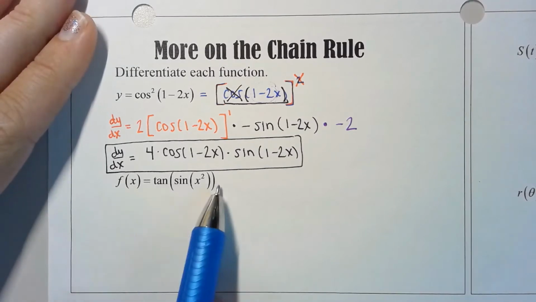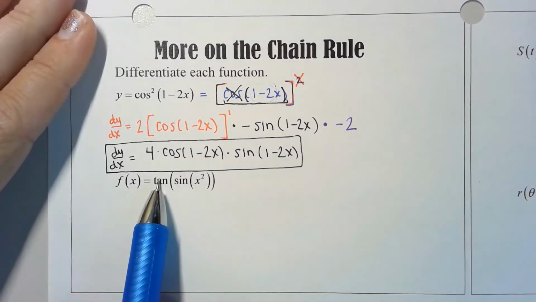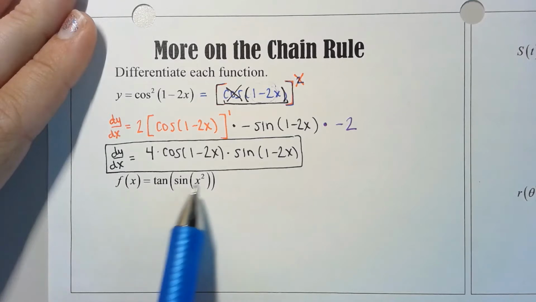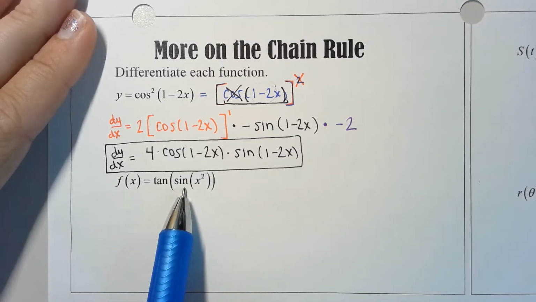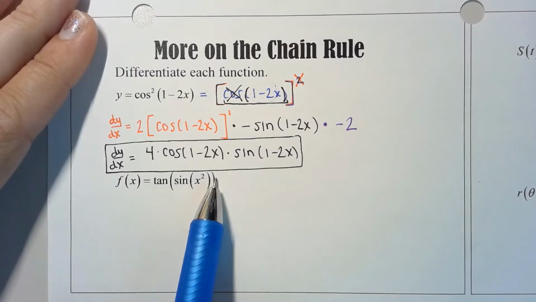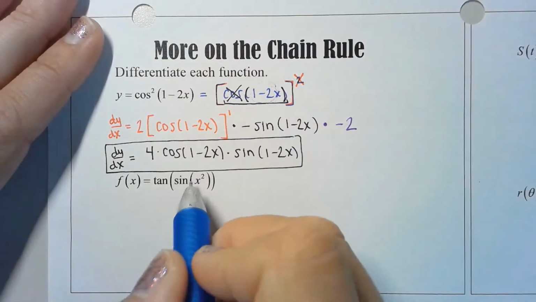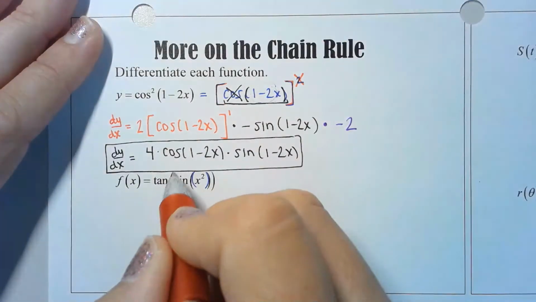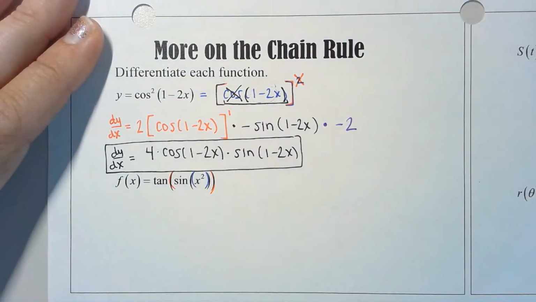I guess I could have left us a little more room. We have f of x equals the tangent of the sine of x squared. Honestly, maybe we could have done this one first because it was right there in front of us that we had 2 sets of parentheses. It's already set up for us to look at this as 2 chain rules.